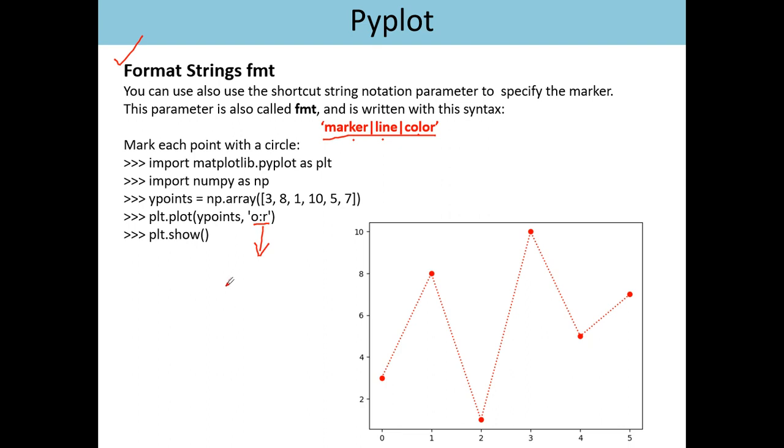Can you tell me what it signifies actually? This is a dotted line. The marker will be your red circle, the line will be your dotted, and the color will be red. So just like that. So this is called format string, that you can specify along with the x and y coordinates in the plot function, just like that.